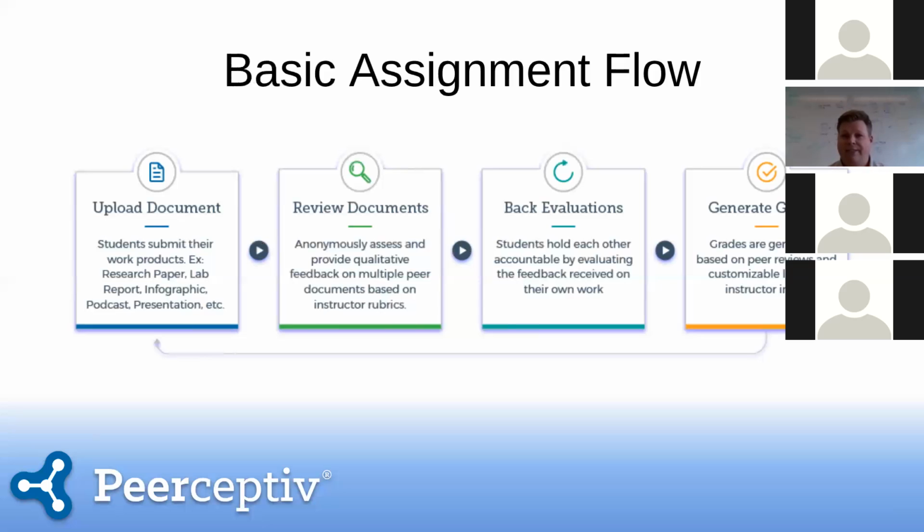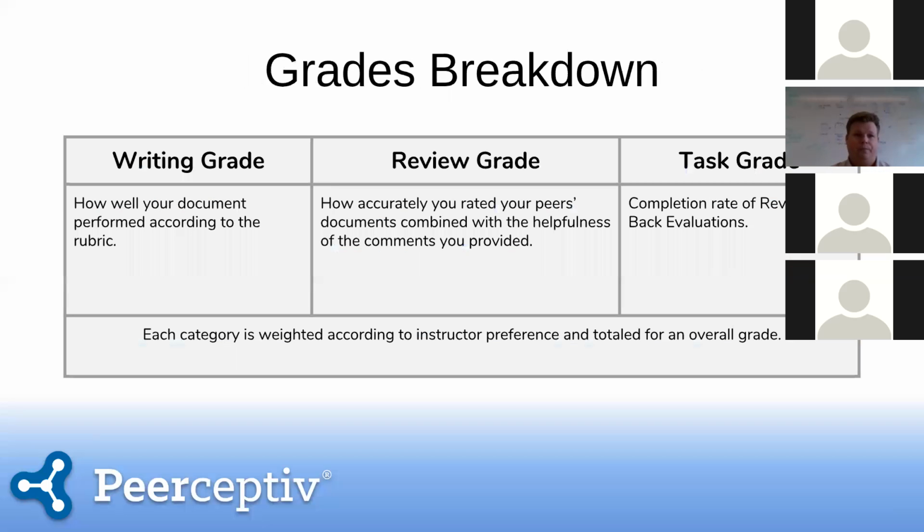And then finally, the last step of the process is Perceptive uses all the inputs that it received throughout this process and will generate grades in a number of different ways. So I'll talk about how those grades are generated when we get into the actual tool itself. But for now, I want to talk about the categories of grades and how we incentivize each of these steps. So the grades are broken down into 3 categories: writing grade, reviewing grade, and task grade.